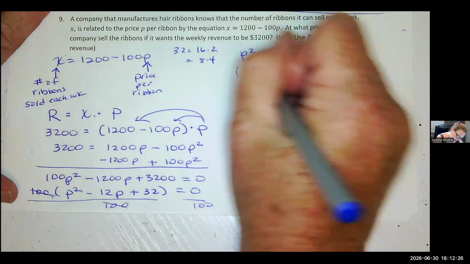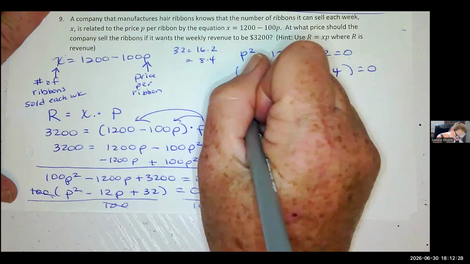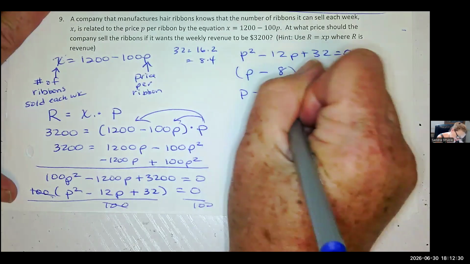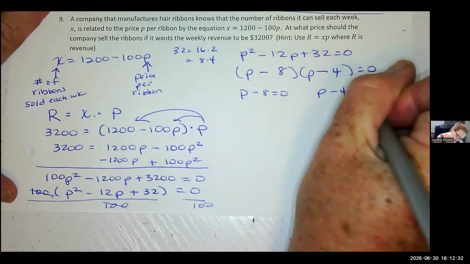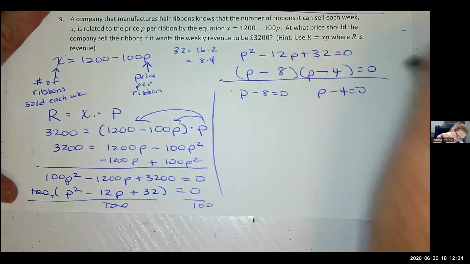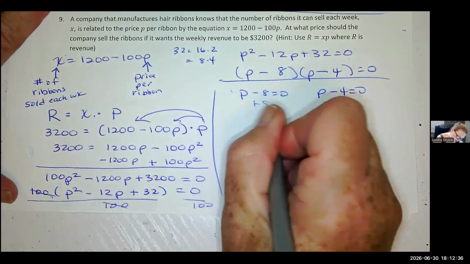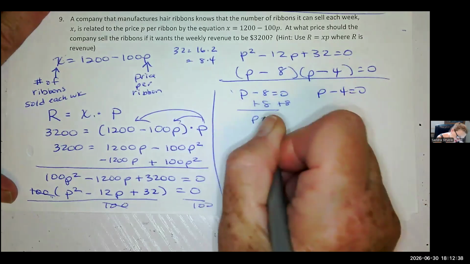Now set each of these equal to 0. Add 8 to both sides. P is equal to 8. Add 4 to both sides. P is equal to 4.